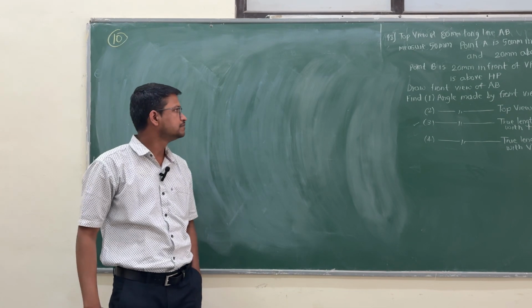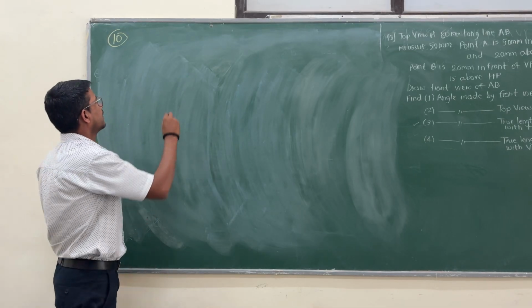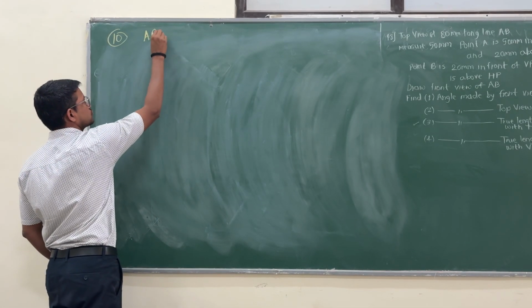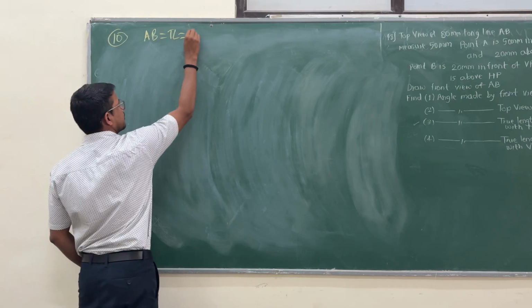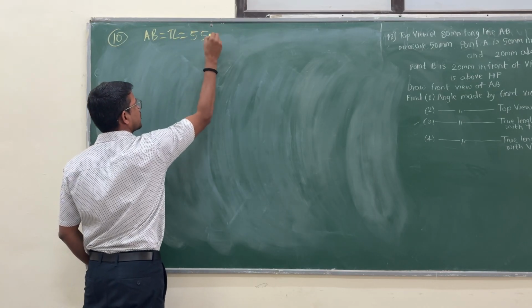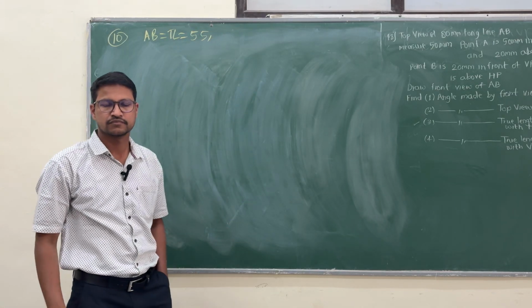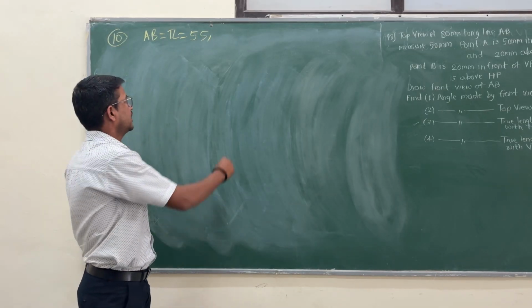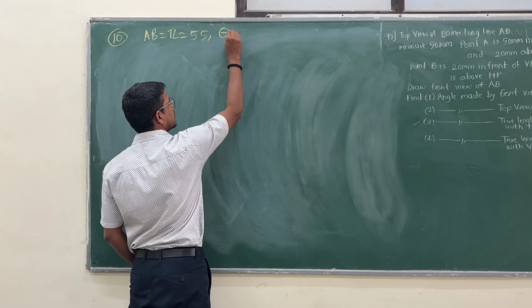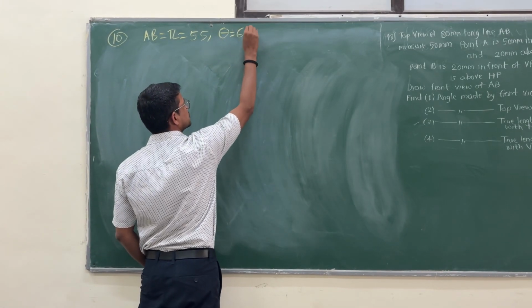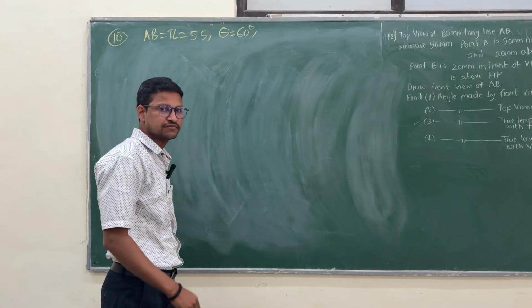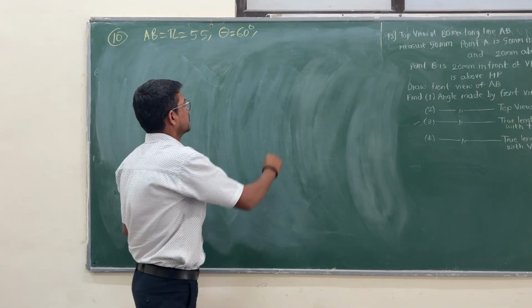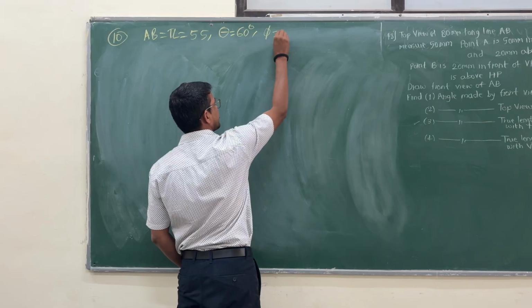Now, line AB, 55 mm long. AB is given, that is the true length. Next, inclined to HP at an angle of 60 degrees, so this is nothing but theta. Next, and 30 degrees to the VP. It is denoted by phi, 30 degrees.